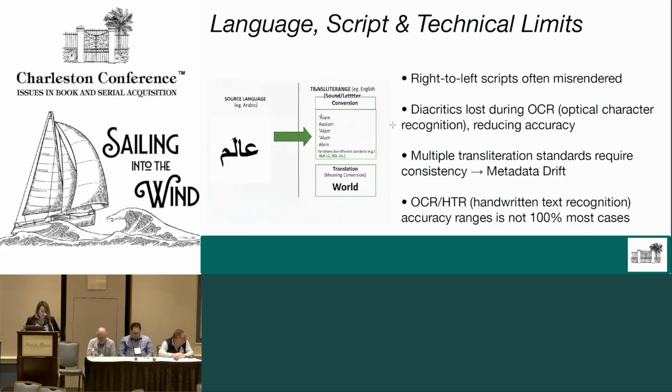Before introducing tools, it's crucial to understand the script and language landscape. You all know that Middle Eastern languages are mostly right-to-left scripts, often misrendered. Diacritics are frequently dropped during optical character recognition, OCR, which reduces accuracy. And multiple transliteration standards create inconsistency if not documented properly. This leads to metadata drift, rendering collections unsearchable. Besides, OCR and HTR, which is handwritten text recognition, accuracy is not 100% in most cases. So we don't have the exact text of Middle East resources.